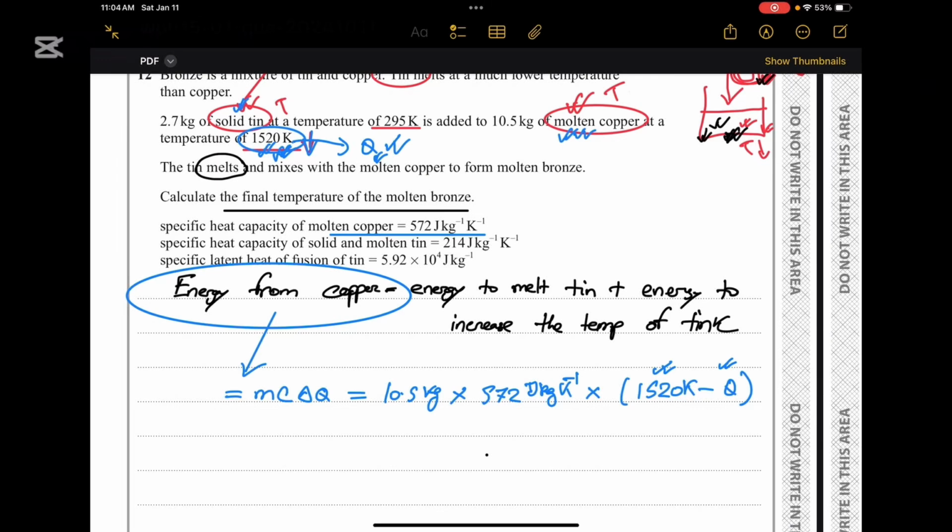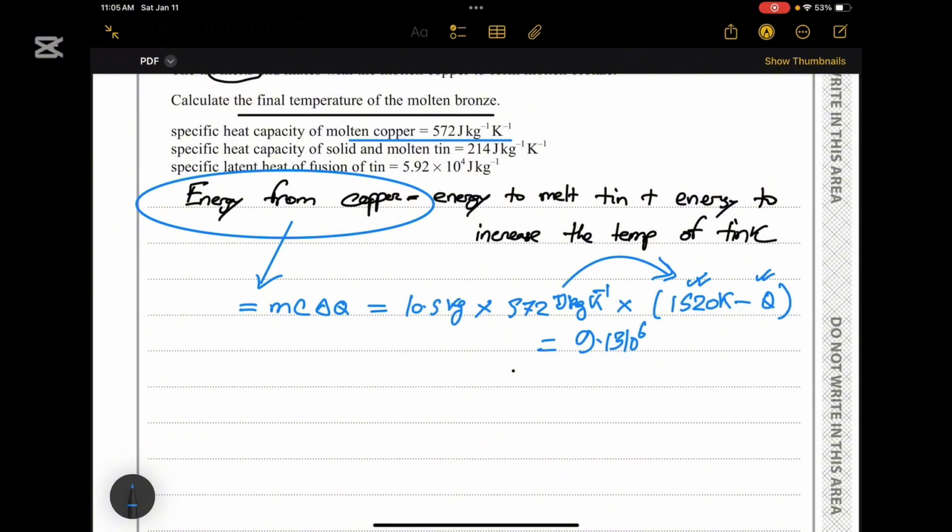This is the value that comes. If we equate them, we will get a value like 9.13 times 10 to the power 6. If we multiply these two values, we get an expression with theta. This theta is very important. This is what we are actually going to find.